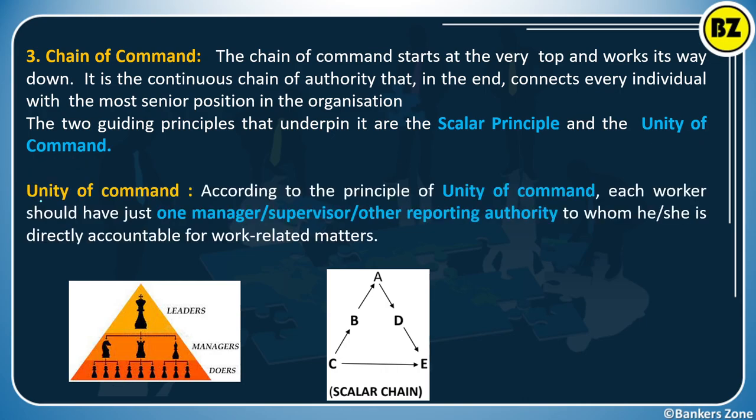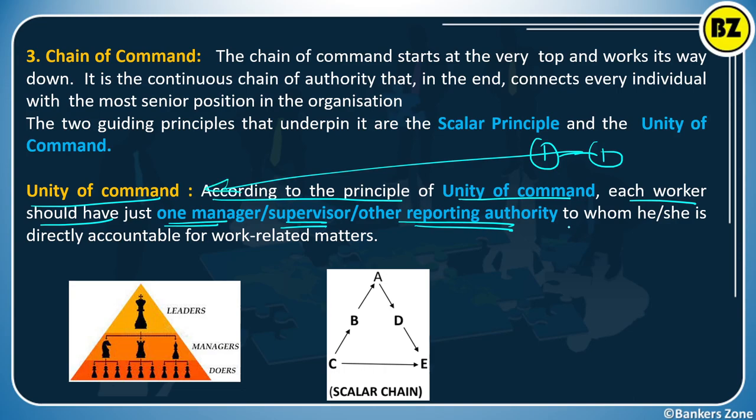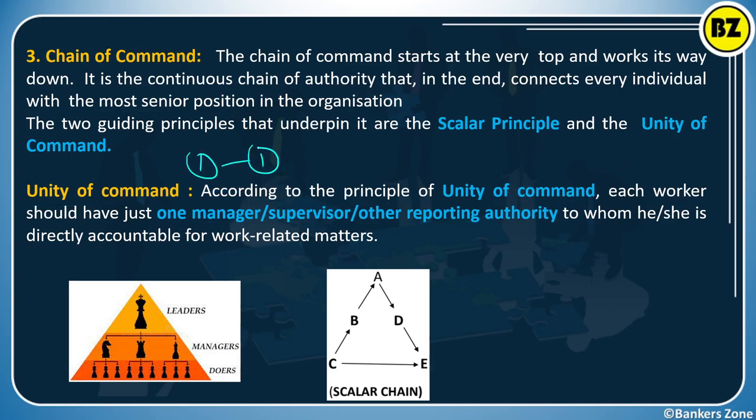Now, what is unity of command in detail? According to the principle of unity of command, each worker should have just one manager, one supervisor, or one reporting officer. That means one should report to one. To whom is he directly accountable for work-related matters? Obviously, one person reports to only one manager, supervisor, or reporting authority. That oneness is called the unity of command. So this is the basic unity of command.